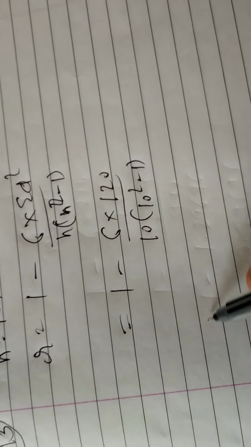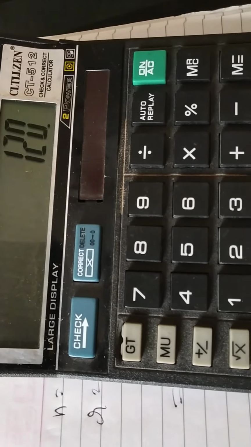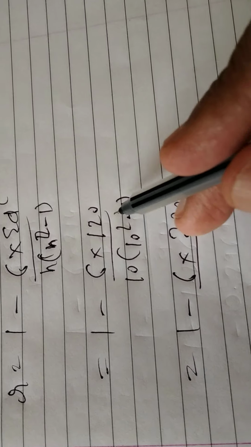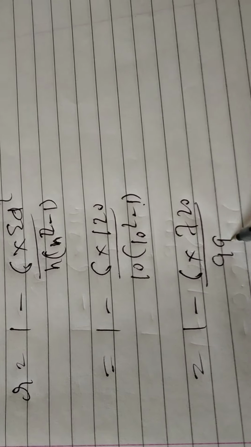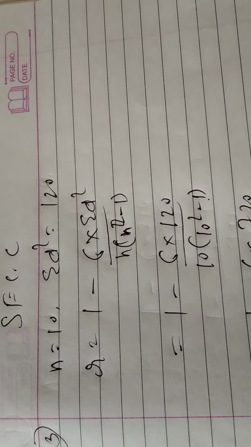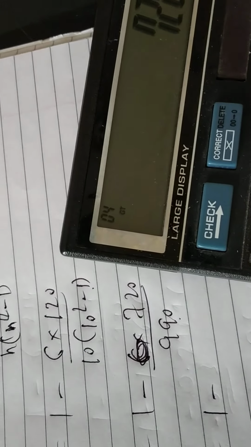So now here 1 minus 6 into 120. 6 into 120, value is 720. Now 10 square is 100, so 100 minus 1 is 99. 99 into 10, that is 990. So put your value 990. Now 720 divided by 990.